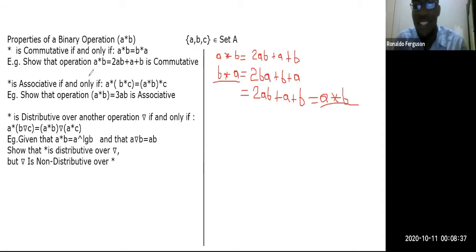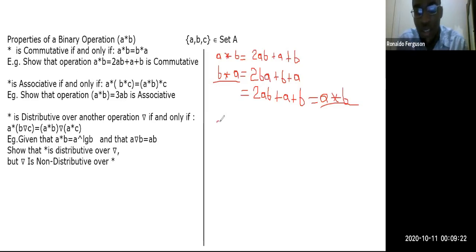Alright, so that's commutativity. Now the next one is to show that star is associative, and star is going to be associative if we have three numbers A, B, C. So we have A star B star C. It's associative if the order does not matter. So we can work out B star C first, then say A star the result of that, or we can go A star B and the result of that star C. And this question says show that the operation A star B, which is equal to 3AB, is associative. So let's show that that is associative.